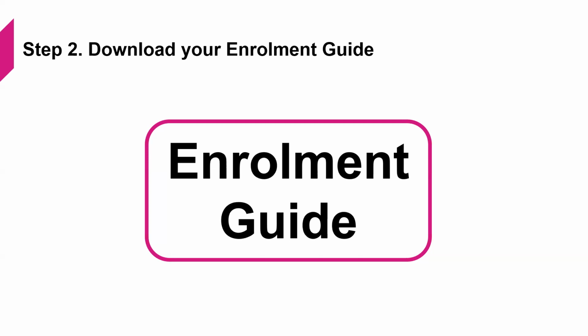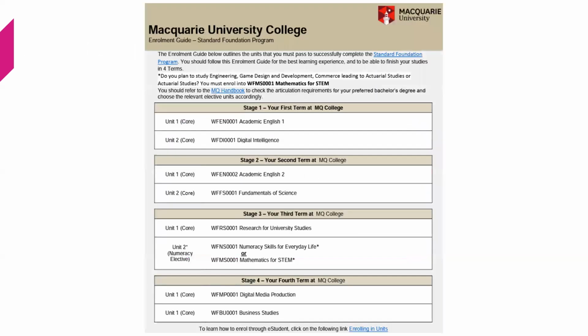Let's break this down. At the top of the page, the enrollment guide will state which program or course it has been designed for. It will also state how long it will take a student to complete the program or course. As an example, we can see that the enrollment guide on the screen is for students completing the Standard Foundation program. It will take these students 4 terms to complete their program.